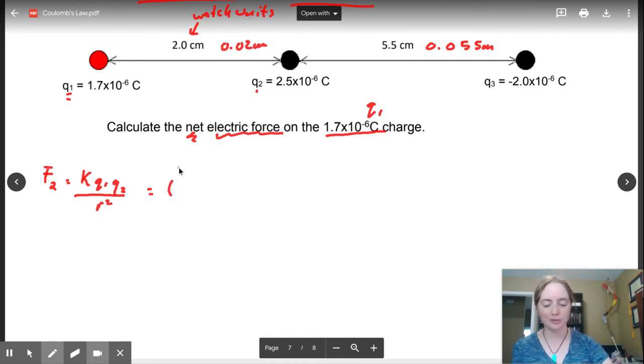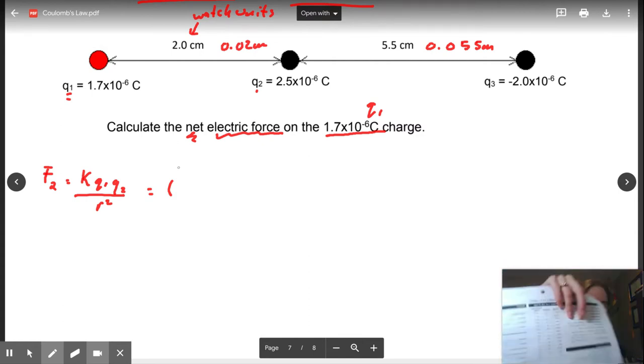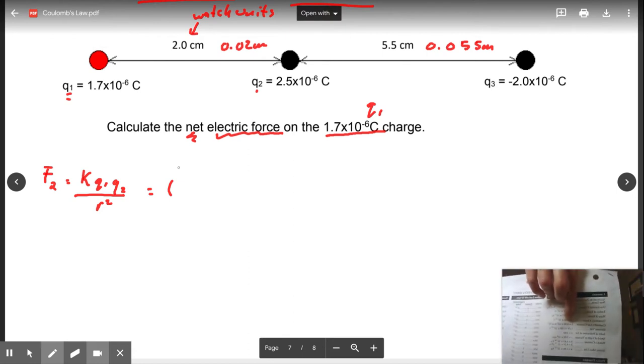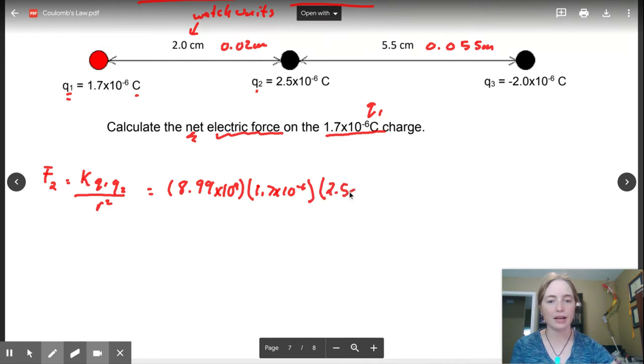You're going to use k from the back of your data sheet. I actually found my data sheet today, so that is a good thing. It was underneath my writing tablet, but I found it. You can find k on the back of your data sheet, right there, so you don't have to memorize it. That is 8.99 times 10 to the power 9. These are in coulombs, so we don't need to convert those. So 1.7 times 10 to the power of negative 6, and then 2.5 times 10 to the power of negative 6. Absolute values, so everything is positive.